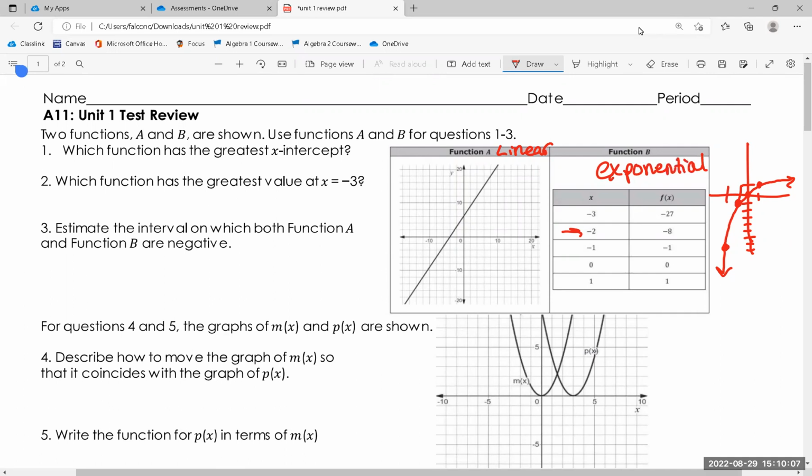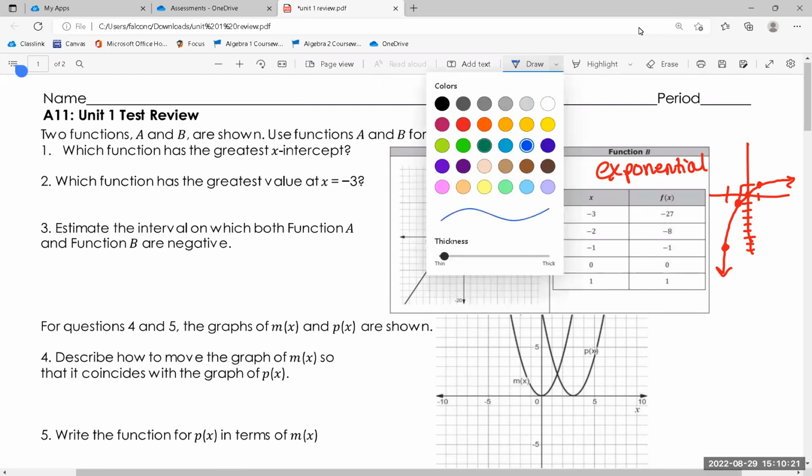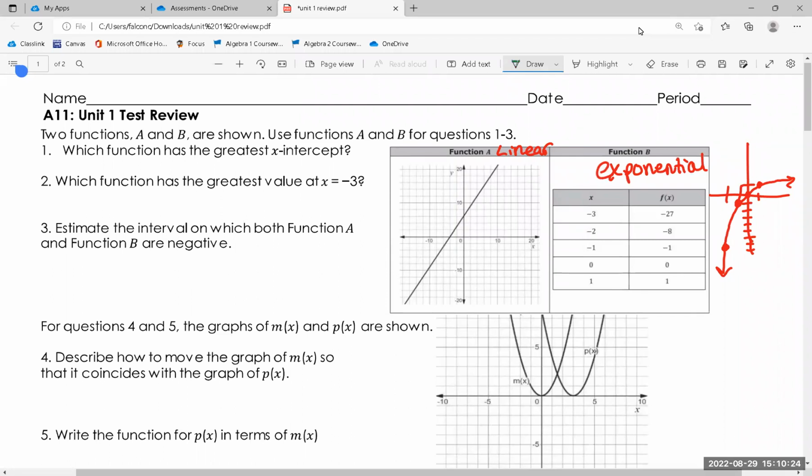All right. So for number 1, it says which function has the greatest x-intercept? So x-intercept is where the graph crosses the x-axis. And we want the greatest x-intercept. So looking at my graphs, it looks like function A crosses about, and looks like this is going by 2's, 2, 4. Looks like it crosses about -4 for that x-intercept for function A. And then for function B, it crosses at 0. So if we want the greatest one, that would be function B, right? 0 is greater than -4.